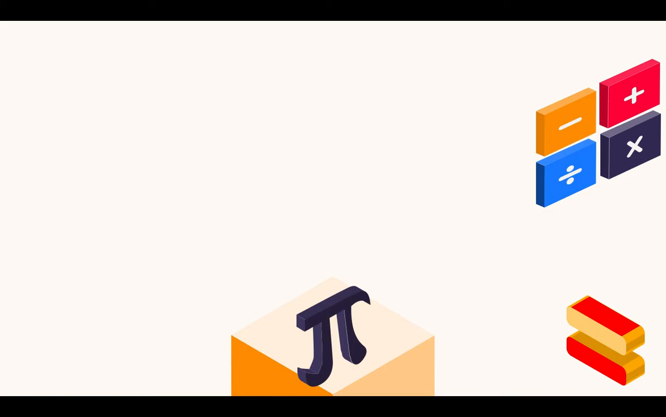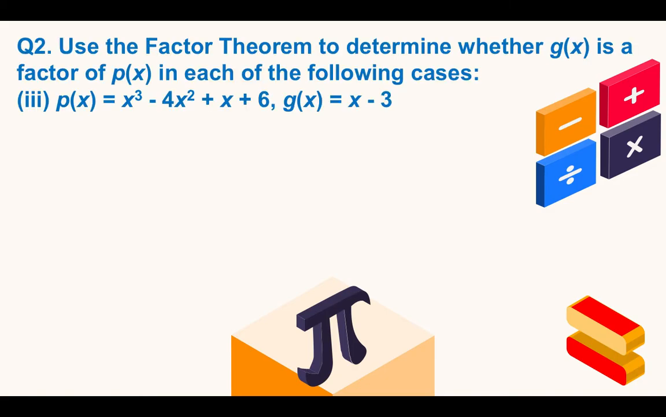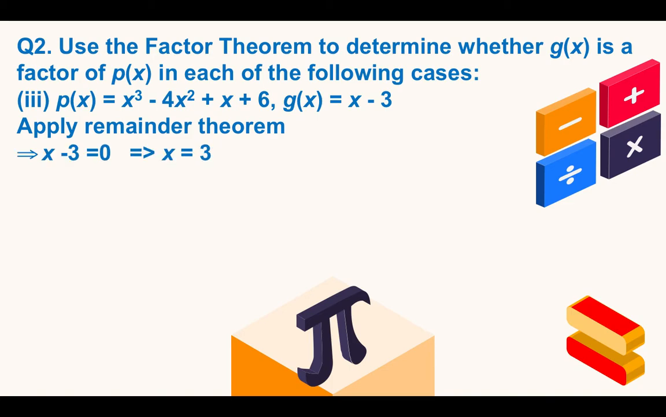Now next question, this is the third part. P(x) is given as x cube minus 4x square plus x plus 6. Now again I will apply the remainder theorem. I'll write the given g(x) is equal to 0. So I'll write x minus 3 equal to 0. So this implies that x is equal to 3. I'll put the value of x is equal to 3 in the given polynomial.